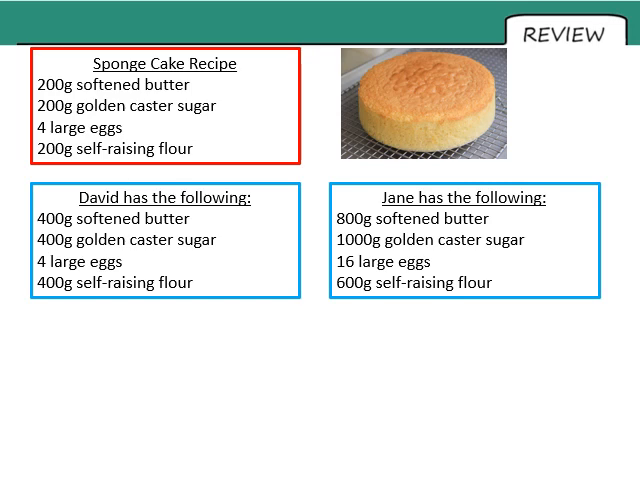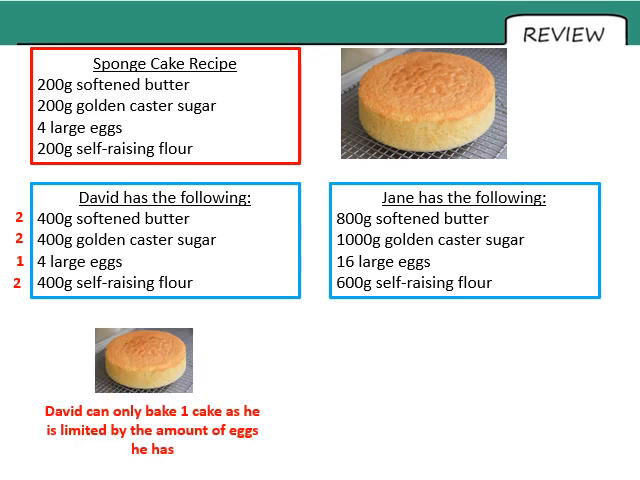So if we start with David, 400 grams of softened butter would be enough to bake 2 cakes. 400 grams of caster sugar would also be enough for 2 cakes. However, he's only got 4 large eggs, which according to our recipe, is only enough for 1 cake. He's also got 400 grams of self-raising flour, which again would be enough for 2 cakes. That means, though, that although David has 3 out of 4 ingredients enough for 2 cakes, he's limited by the number of eggs he has, and he can only bake 1 cake. So he's got an excess of butter, sugar and flour, but he's limited by the number of eggs he has.